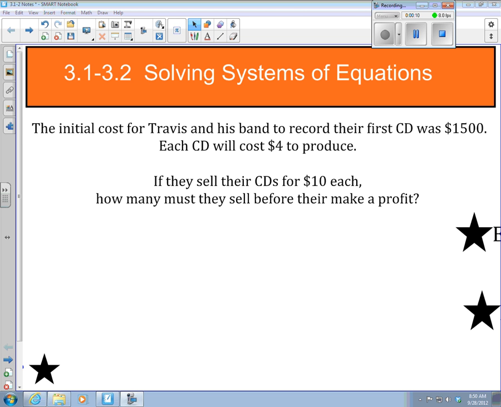Okay, in this problem with Travis here, the initial cost for Travis and his band to record their first CD was $1,500. Each CD will cost $4 to produce on top of the $1,500. If they sell their CDs for $10 each, how many must they sell before they make a profit?